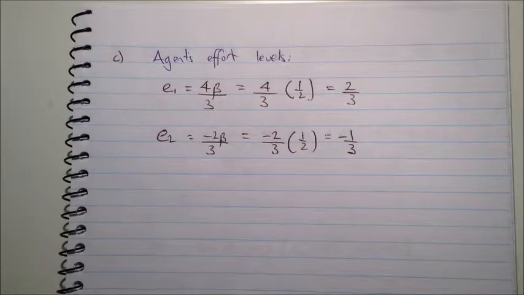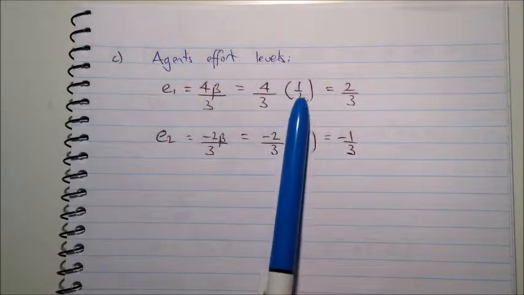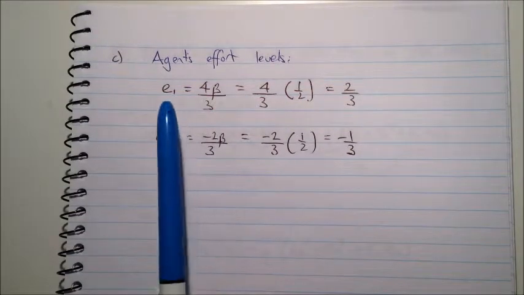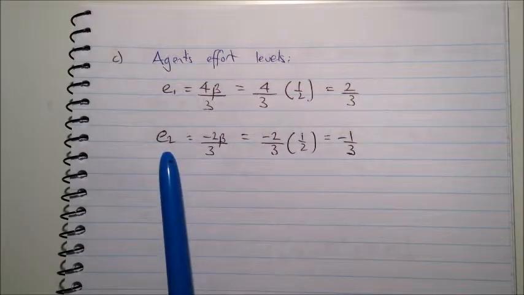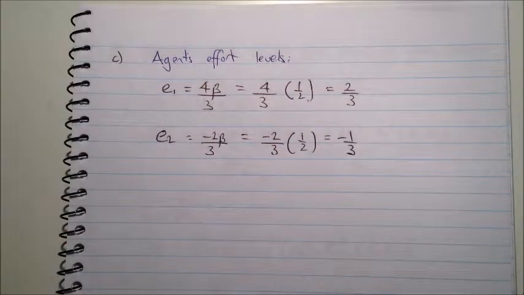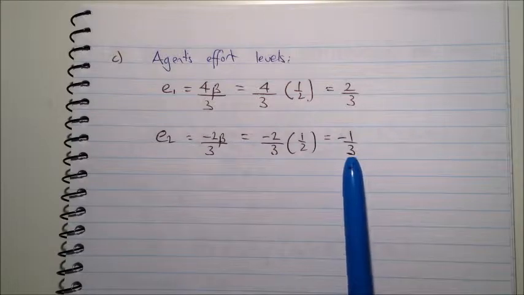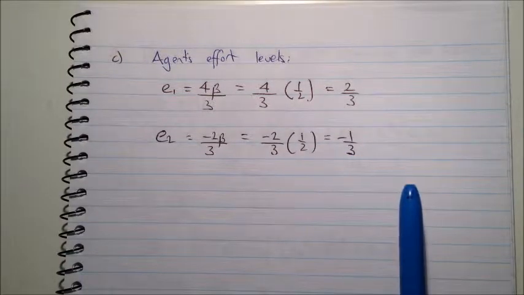Part C of this question asks us to find the effort levels put into the two tasks. And this is found very easily by substituting beta equals 1/2, which is what we found in part B. And we find that the effort put into task 1 by the agent is 2/3, and the effort put into task 2 by the agent is -1/3. And this can be interpreted to mean that the agent would take actions in the second task that would reduce the principal's payoff for that task.